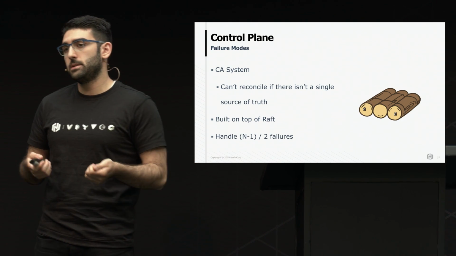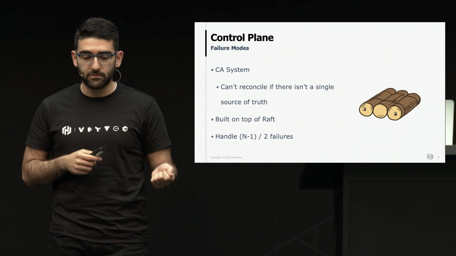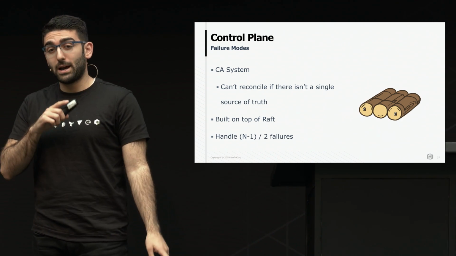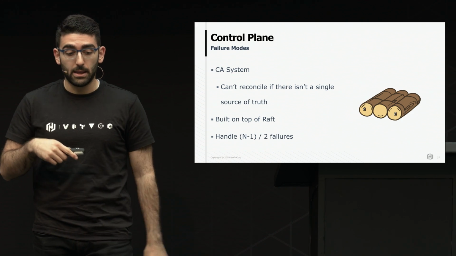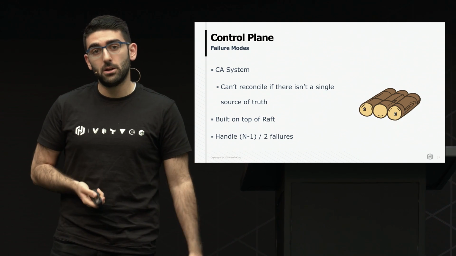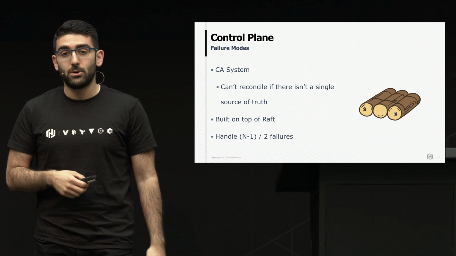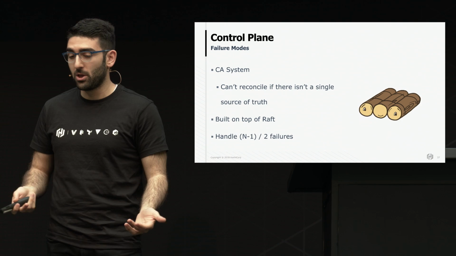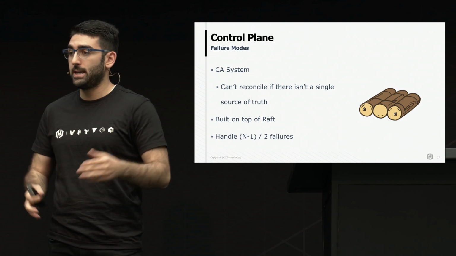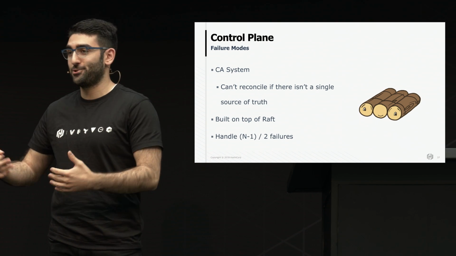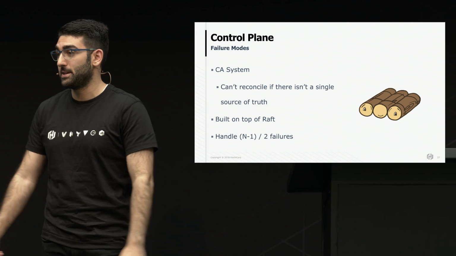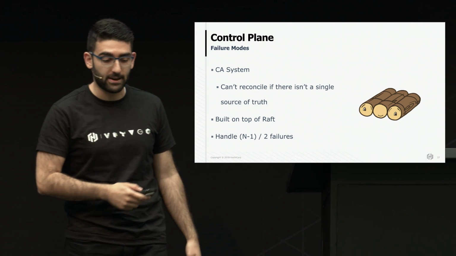To model this failure, we decided Nomad should be a CP system. When we're thinking about distributed systems, you have two options: you can be AP or CP. Nomad is consistent under partitions because you cannot reconcile if there isn't a source of truth. Nomad's job is to take what you've told it to do and make sure that's happening in the cluster. And if the servers don't have a consistent view of the world, they can't do that effectively.